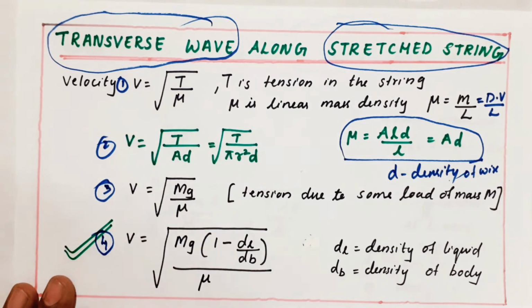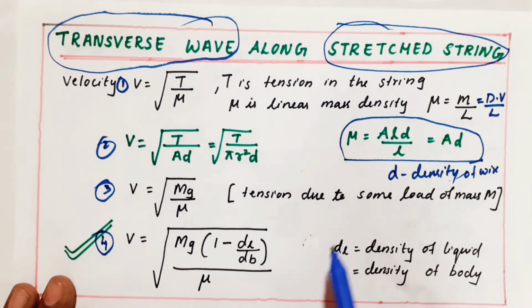Just check it, this mass I told you, right? Sometimes this mass is immersed in another fluid. One stretched string will be there, and in the stretched string one rod will be there, and that body is immersed in another liquid. So you have to use the principle of buoyancy also. So remember the shortcut equation v equals root over mg into 1 minus dl by dB, by mu. What are dl and dB? dl is the density of the liquid and dB is the density of the body.